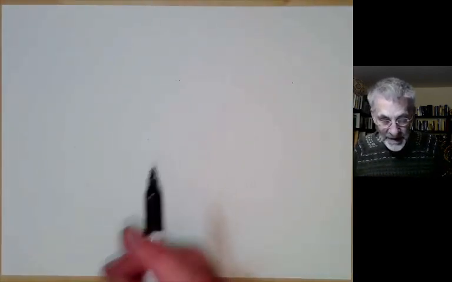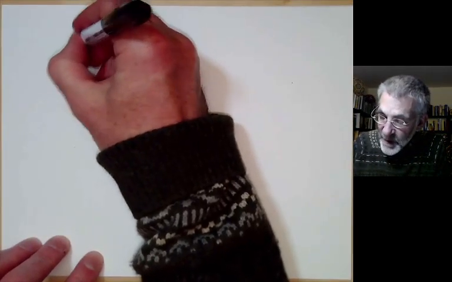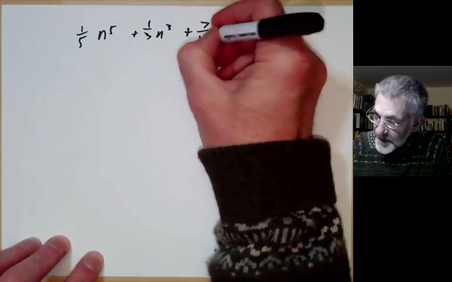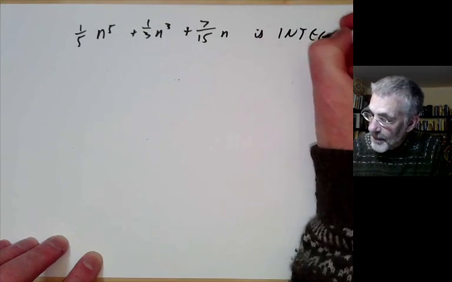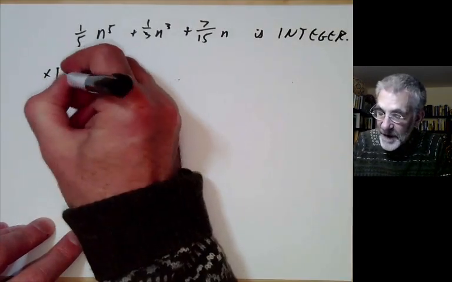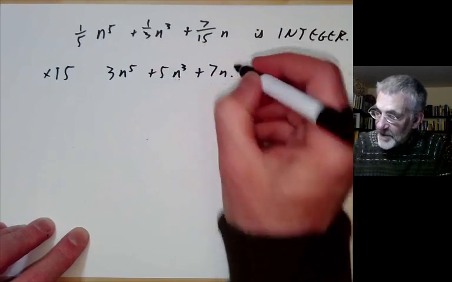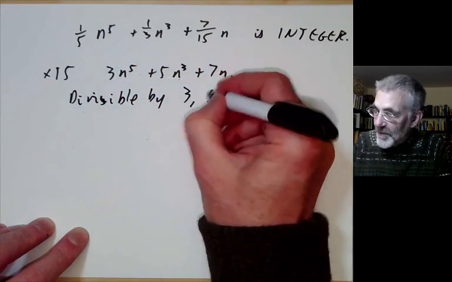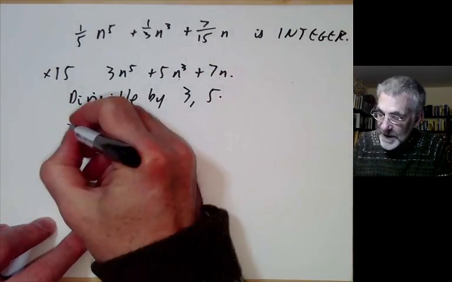As another example, we might want to show that if we take 1/5 of n to the 5 plus 1/3 of n cubed plus 7/15 n, this sure doesn't look like an integer, but this is always an integer. And there's an easy way to do this. Let's multiply it by 15. So we have 3n to the 5 plus 5n cubed plus 7n, and we want to show this is divisible by 3 and by 5, because if we can show it's divisible by 3 and 5, that shows it's divisible by 15.